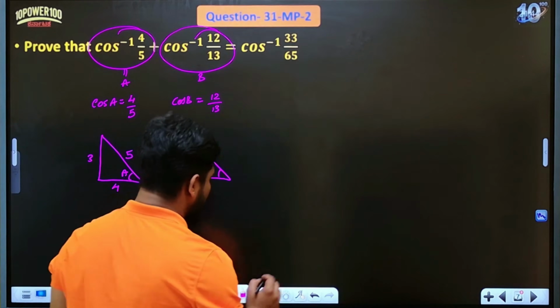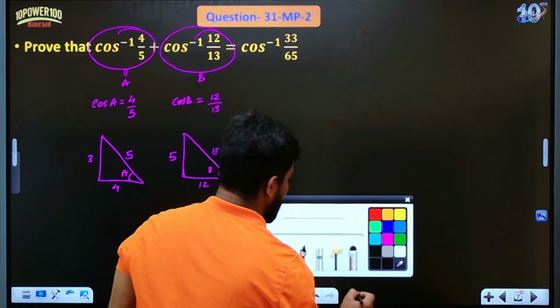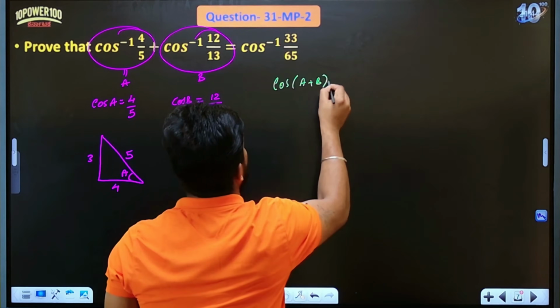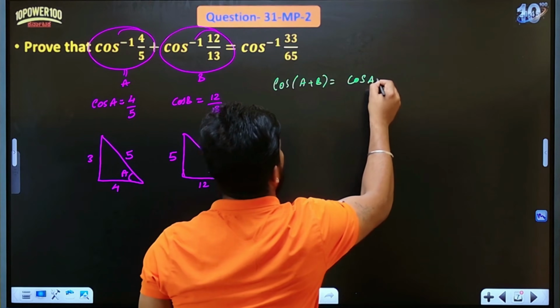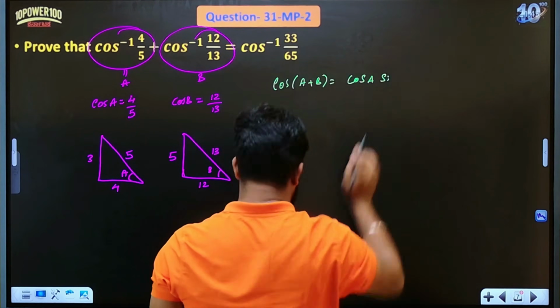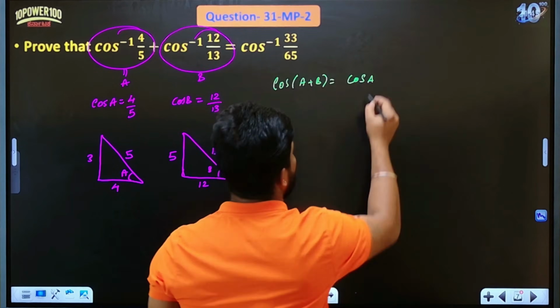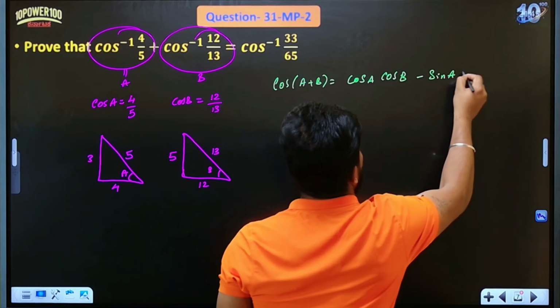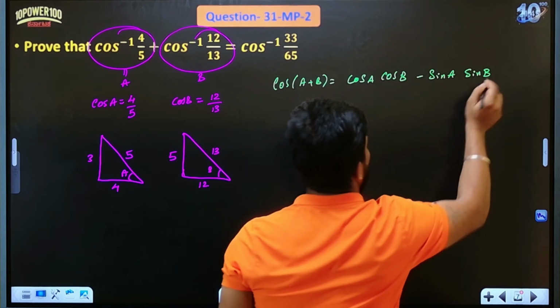I am going to use the cos of a plus b formula, kids. So what is cos of a plus b? Cos of a plus b is equal to cos a cos b minus sin a sin b. So this is the formula that I am going to use.